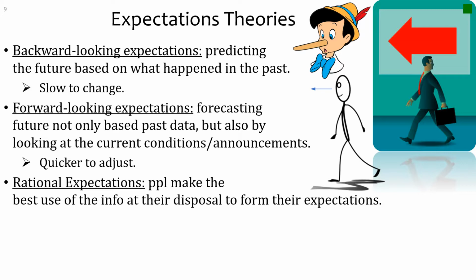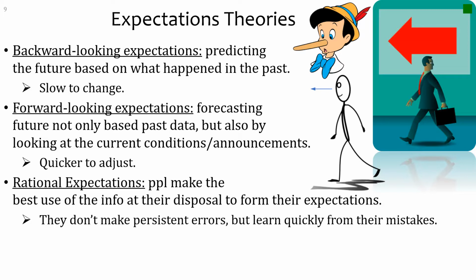There is another version of the forward-looking: rational expectations are really another expression of the same idea. People make the best use of the information at their disposal to form their expectations. Whatever relevant information there is around them, they make use of that. They don't make persistent errors, but learn quickly from their mistakes. It's possible that people make mistakes once in a while, but they quickly learn from them. If somebody repeats the same mistake over and over again, then there is something wrong.